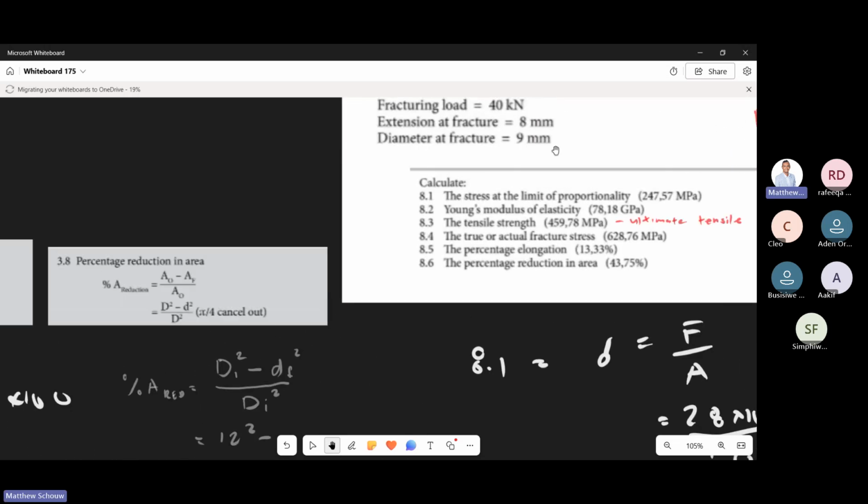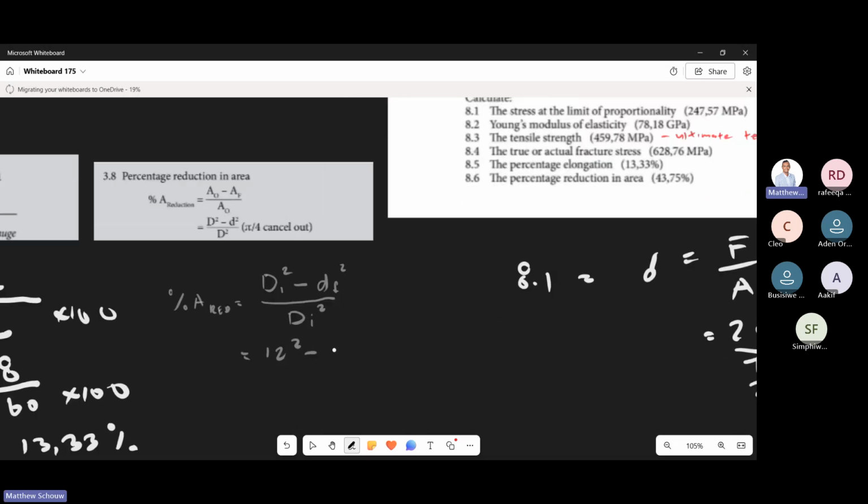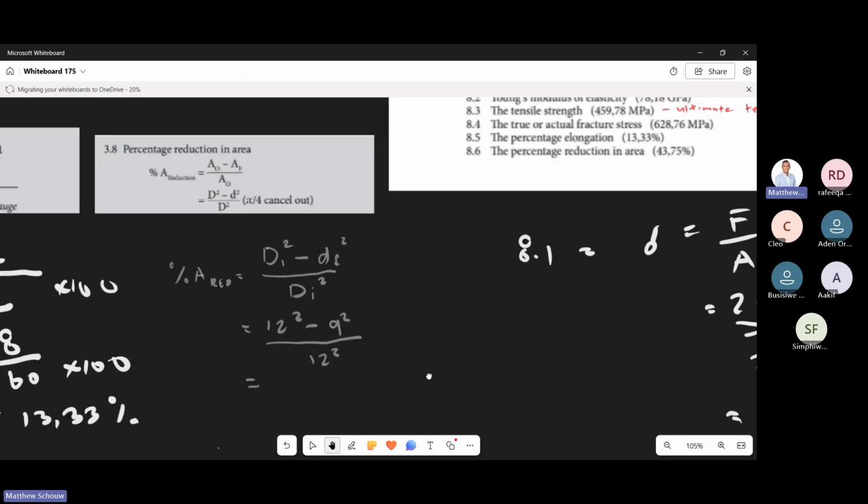It was 9, right? 9 squared. And then we just divide that by 12 squared. And then now we've got our percentage reduction in area. Just work that out for me.